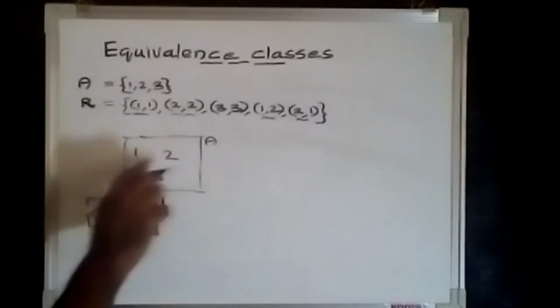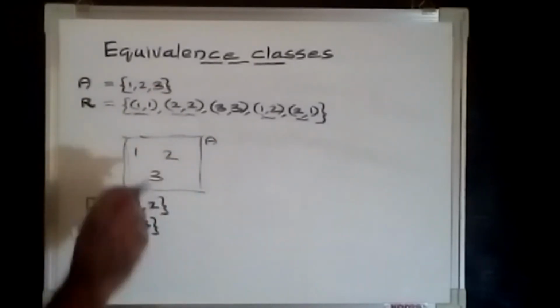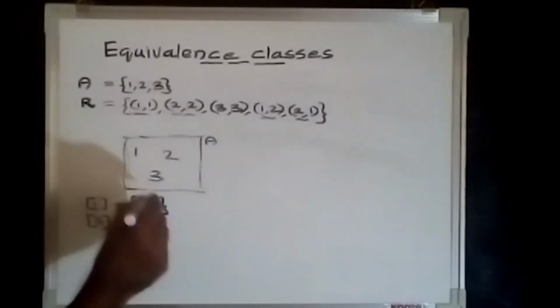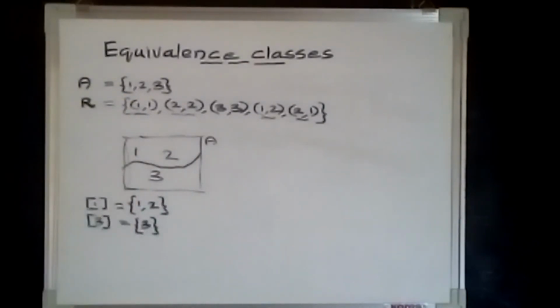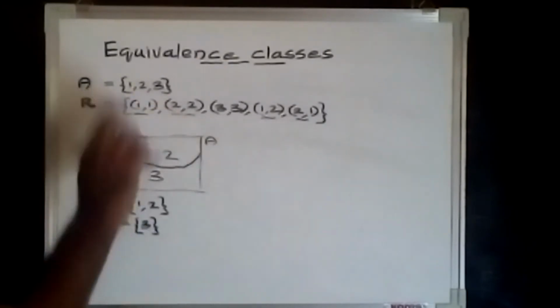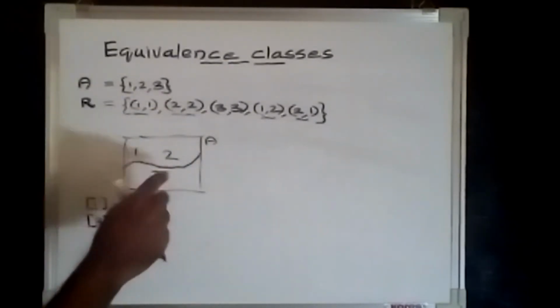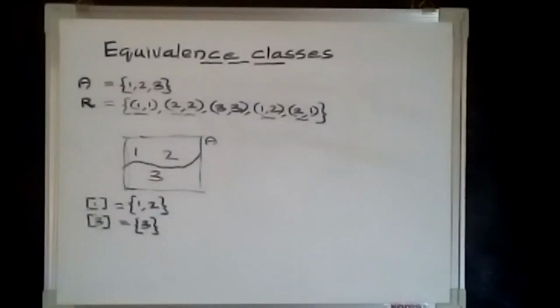Also, A contains 3 elements: 1, 2 and 3. 1 and 2 are interrelated, therefore it is a class. 1 and 2 is a group. And 3 is an isolate, a single element in its own class.